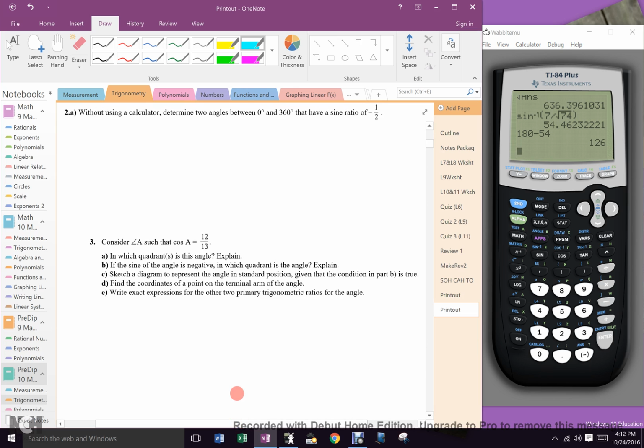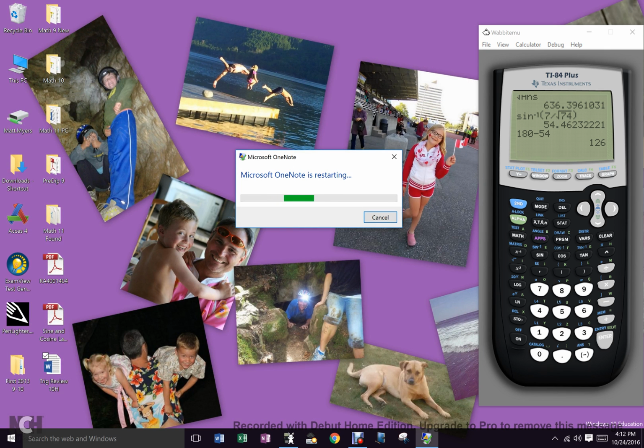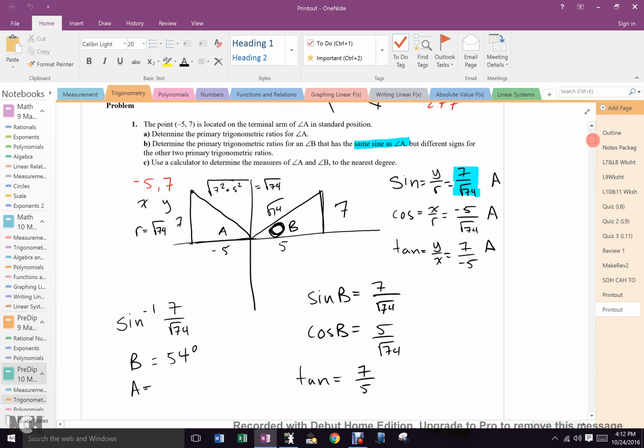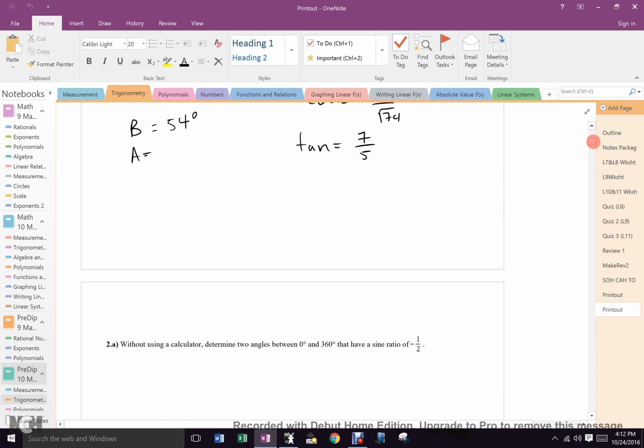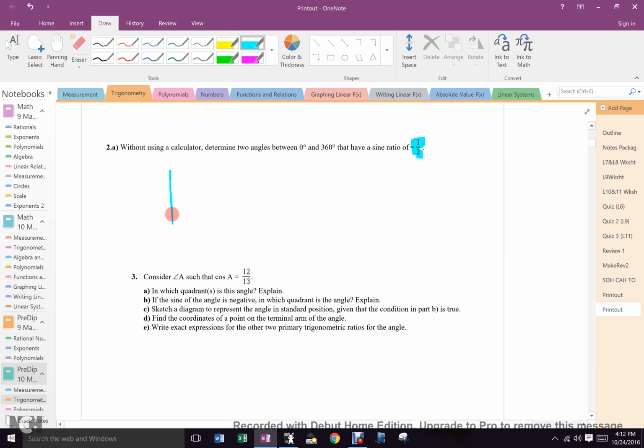Without using a calculator, tell me everything that has a sine of -1/2. Oh, God, restart the program. All right, so sine is negative. Where is sine negative?